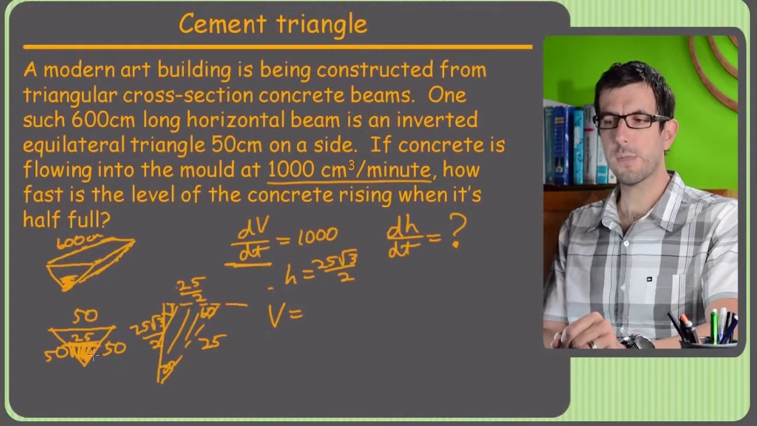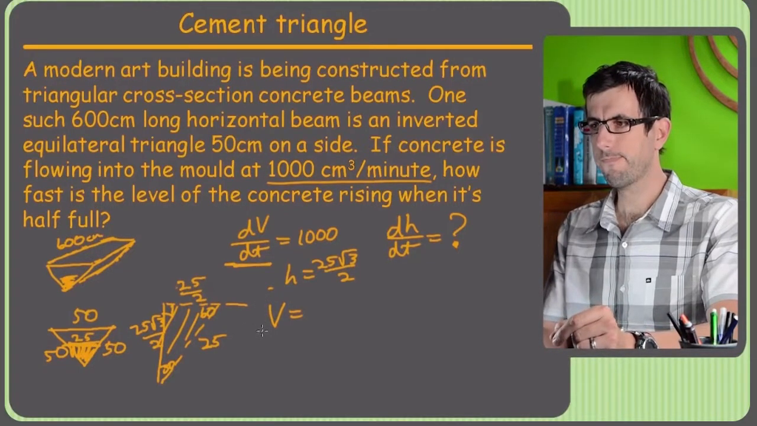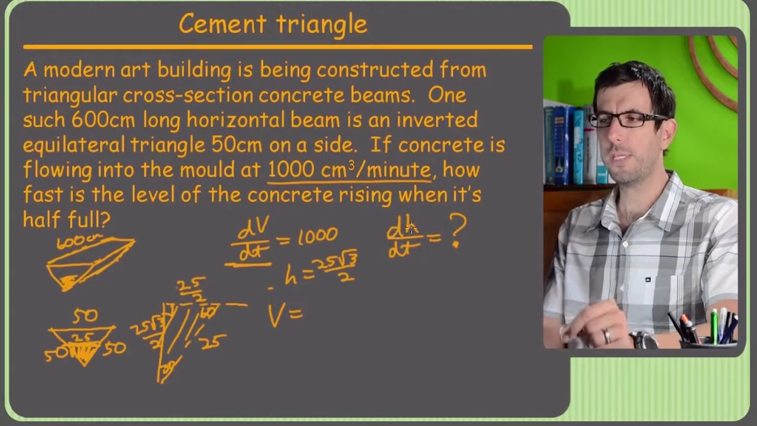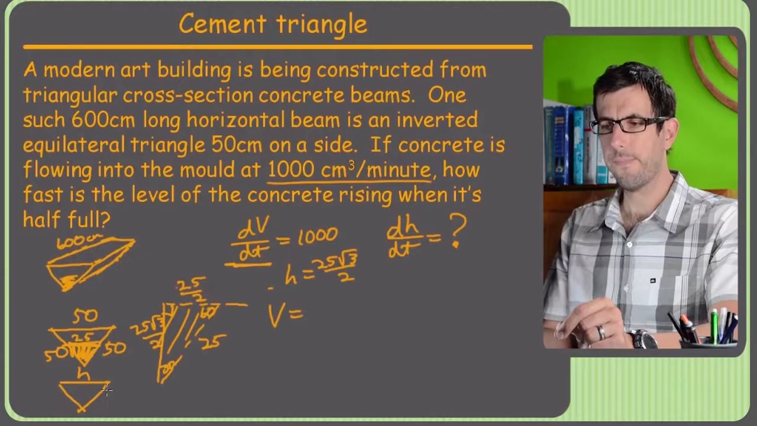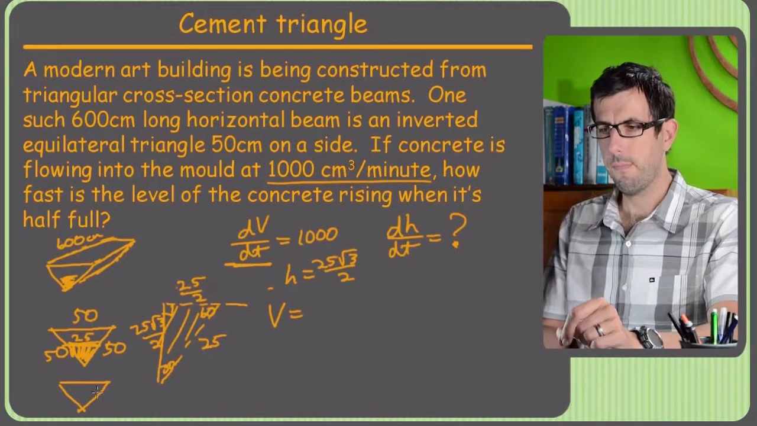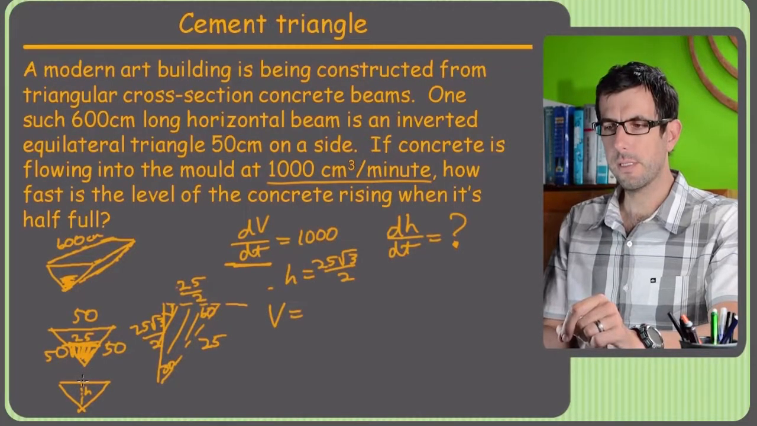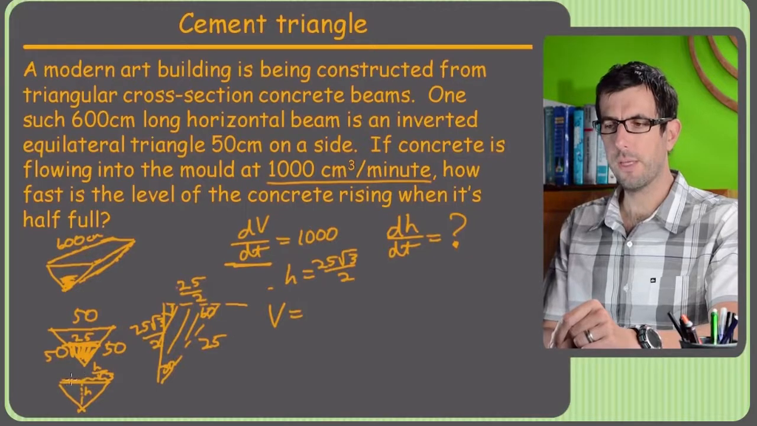That's changing now. I have H and I want to know dH/dt. So maybe I should figure out the area of this triangle of the concrete in terms of H. If this is H, then this little distance is going to be H over root 3. If that little distance is H over root 3, then this whole width is 2H over root 3.